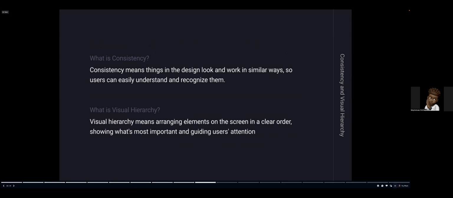And also hierarchy. Visual hierarchy means arranging elements on the screen in a clear order, showing what's most important and guiding users' attention itself. So again, it just kind of links itself to simplicity and clarity. Everything in design is kind of connected, and the more you follow these rules, the more you're going to get the best out of it. I don't say the perfect UI, but you get the best UI the more you follow these key principles. So visual hierarchy is also important.